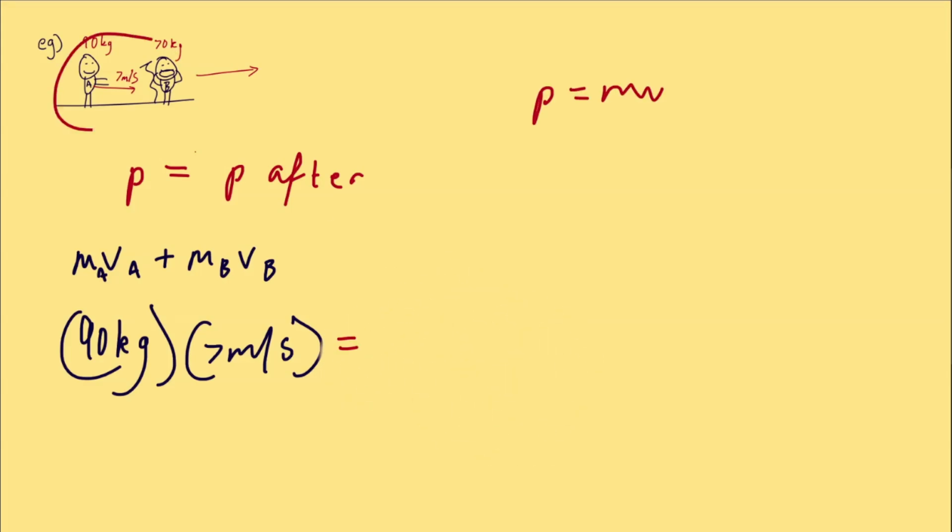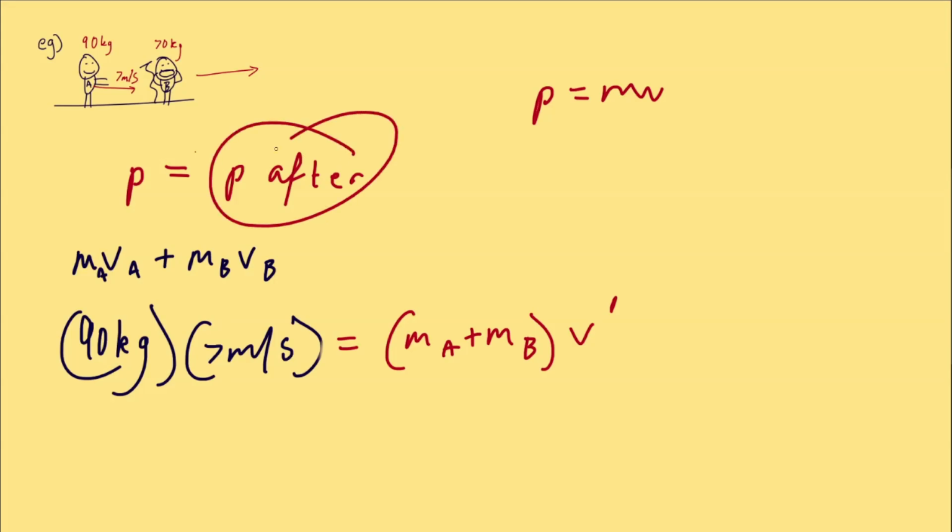But because they stick together after colliding, grab onto each other, and slide off together into the sunset, then we will consider their mass as one. So mass A plus mass B multiplied by their velocity. And this velocity will denote with a prime to state the velocity after, because we don't want to get it mixed up with this velocity initially.